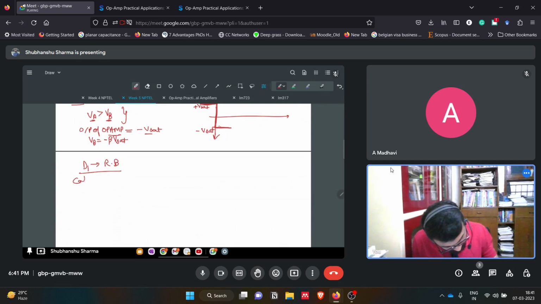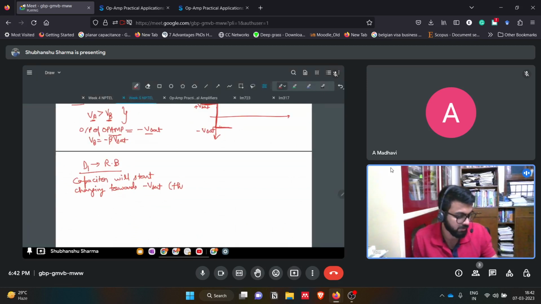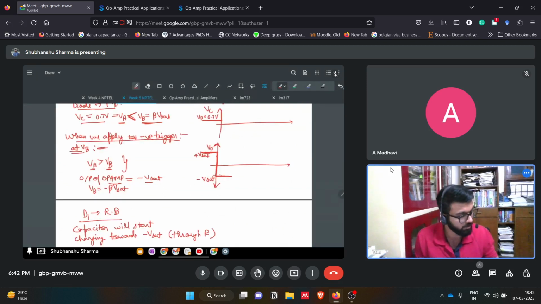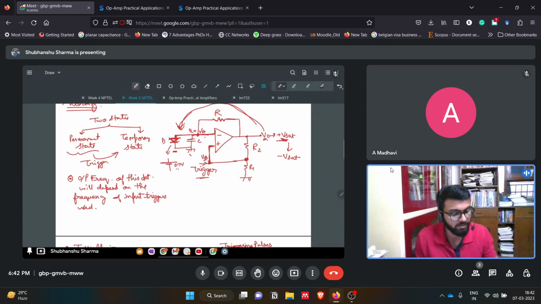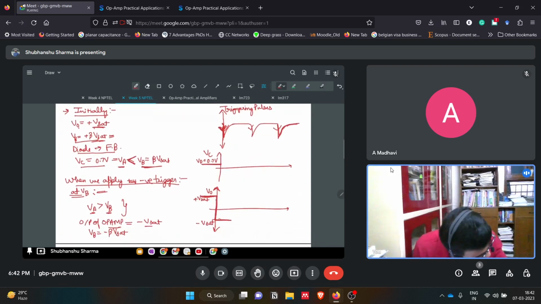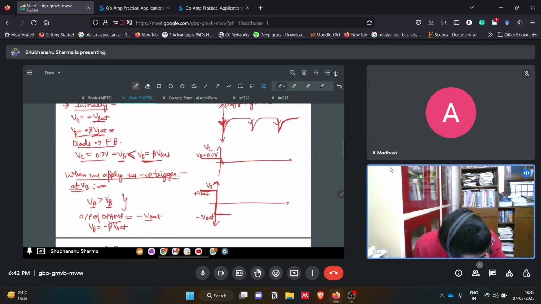Then the capacitor was having 0.7 volt across it. The capacitor will start discharging, or we can say the capacitor will start charging towards the minus V sat value. That is through R resistance. R resistance is in the negative feedback. Through this, it will start charging till minus V sat. So the VC voltage will start discharging, so it will be like this.